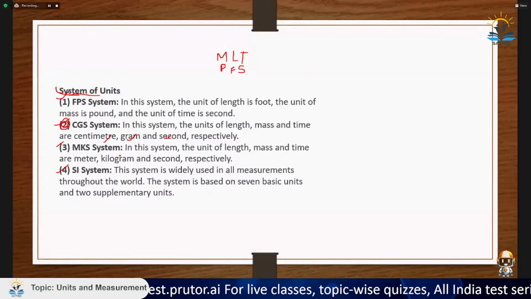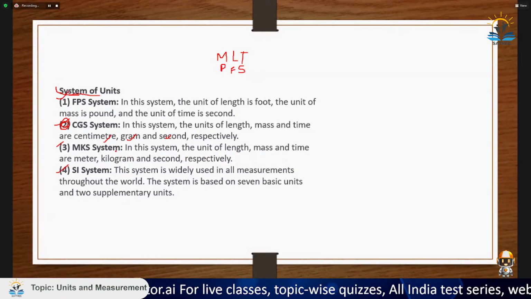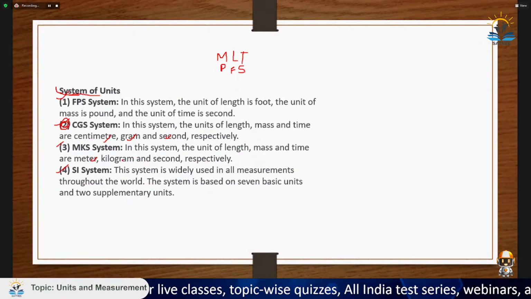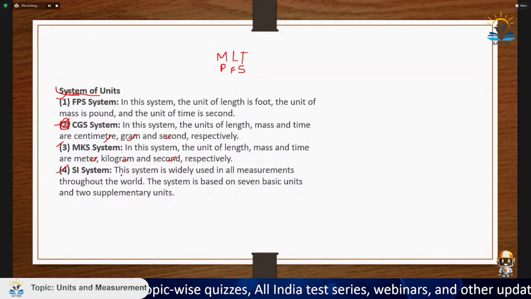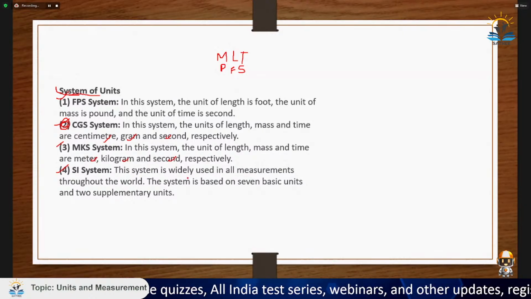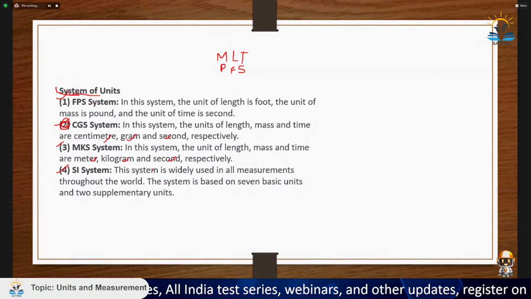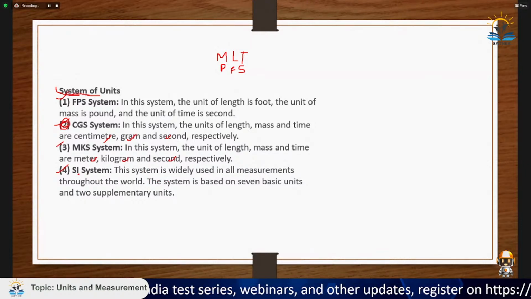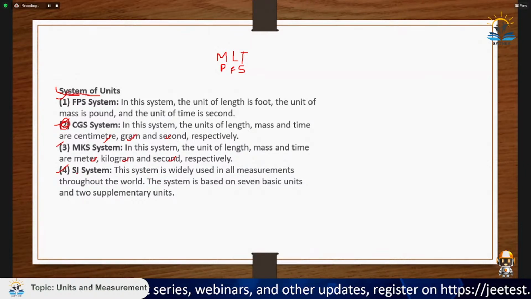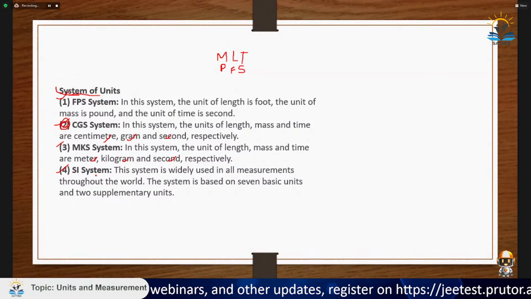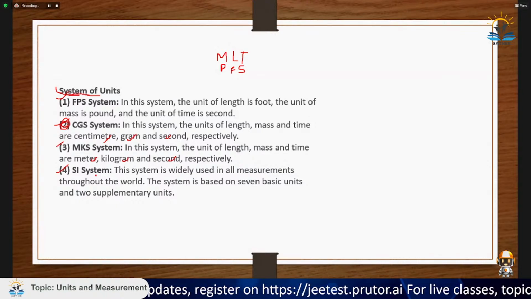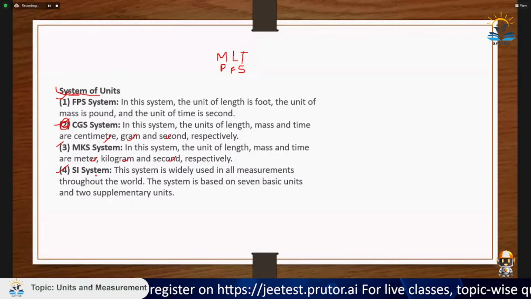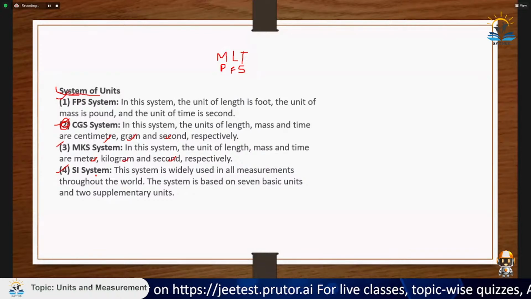Then coming on to the MKS system, in the MKS system the unit of length is meters, the unit of mass is kilograms, and the unit of time is seconds. Then the most widely used measurement throughout the world is the SI system. The full form is System International, which means this system is used worldwide. Whenever there is some ambiguity in measurement of length and mass, we try to use the SI system, so that it is common everywhere.